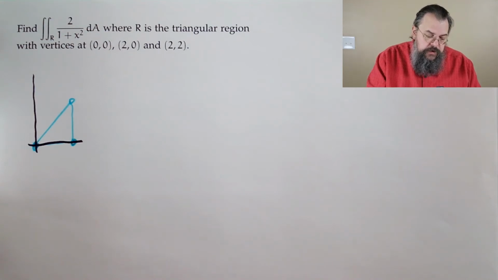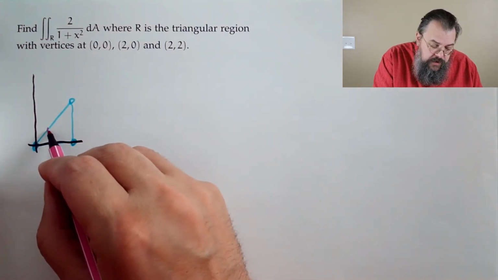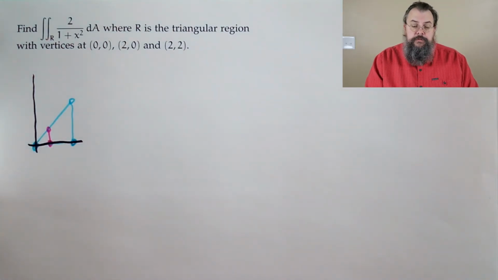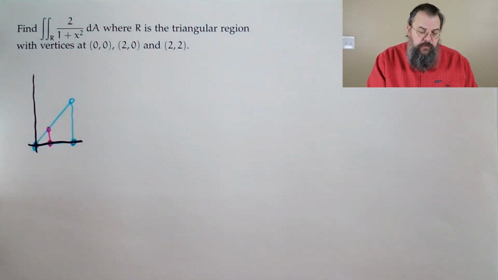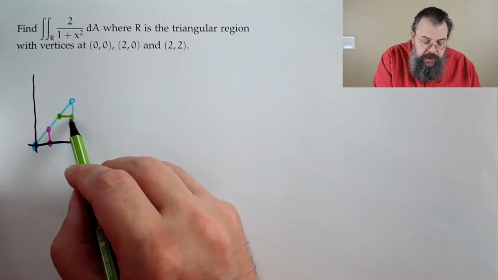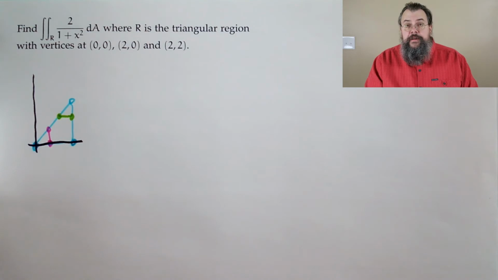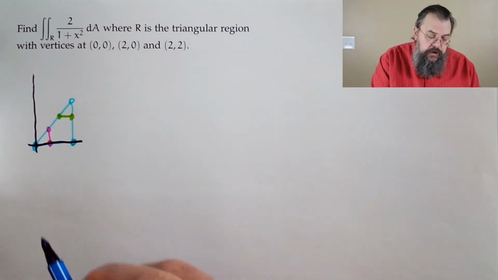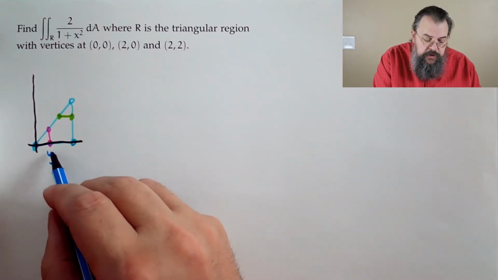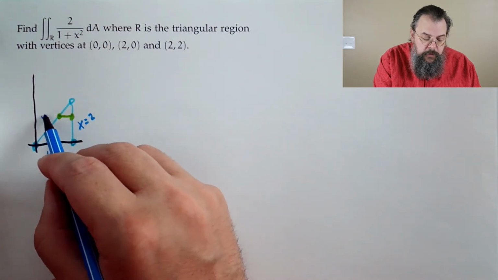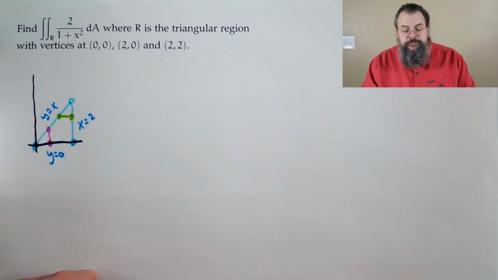So vertical slicing would look something like that as we go from the top curve to the bottom curve. Horizontal slicing would look something like that, left curve to the right curve. And now the curves themselves, we can mark down what they are. It's pretty straightforward. Down here, this would be y equals 0. Over here, x equals 2. And over here is y equals x.